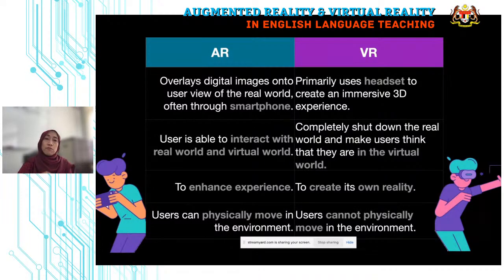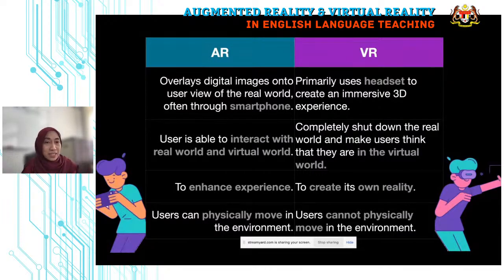Okay. For AR, the user is able to interact with the real world and the virtual world, meaning that as we are using AR, we are still physically moving in the real world, except for the overlay images. Those are the virtual world. For VR, we completely shut down our real world, and it makes us think that we are in the virtual world. I myself am in UKM now. If I were to play Genshin Impact now, I'm no longer in UKM. I'm playing Genshin Impact in Japan, for example.